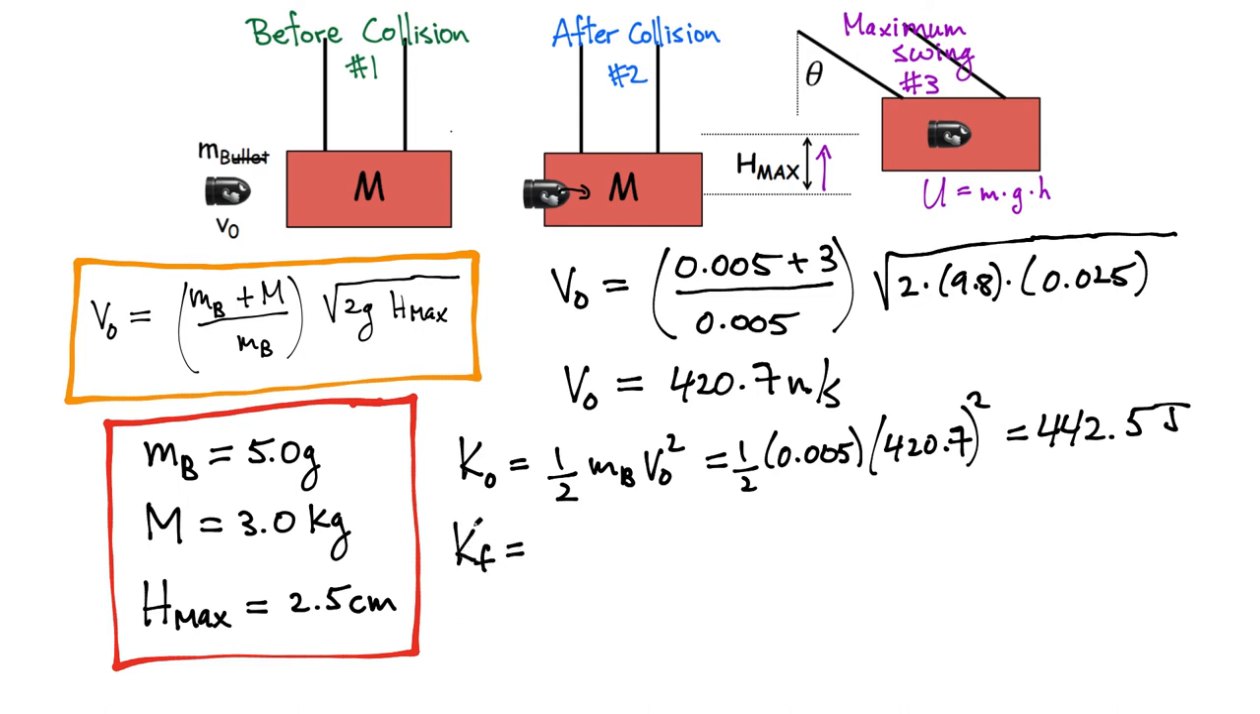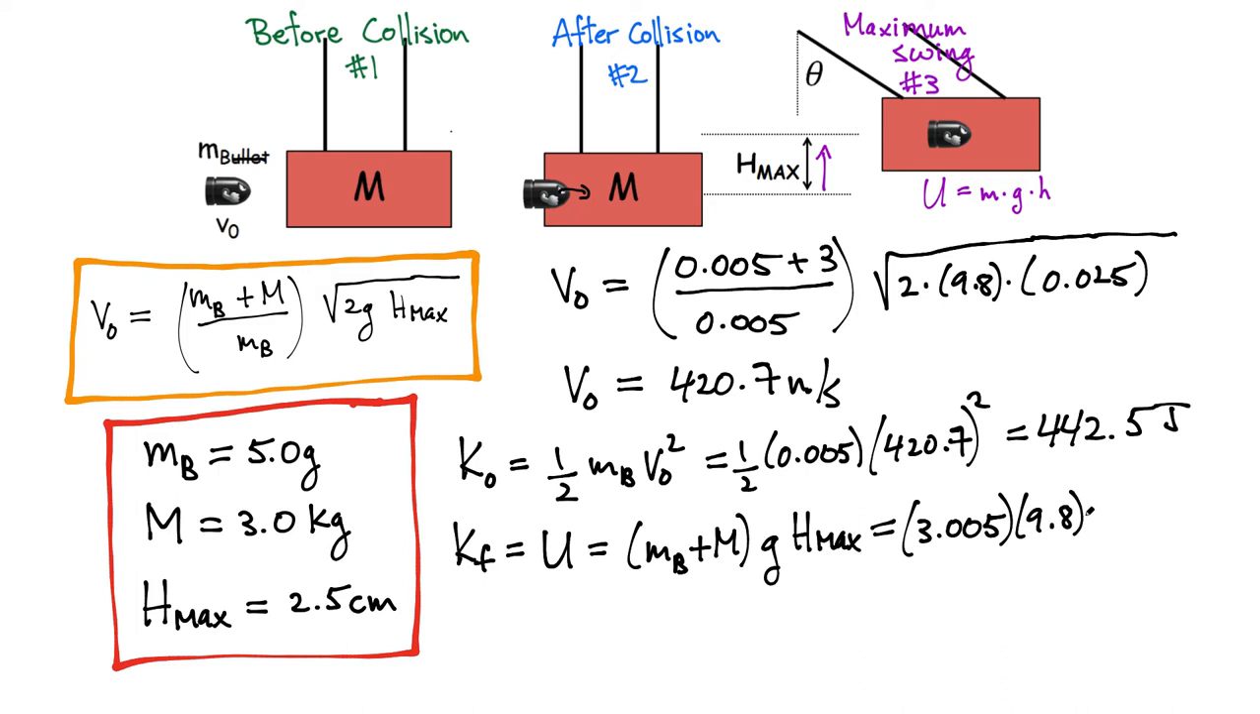The final kinetic energy, well, I need to find the speed right after, but we also know that the final kinetic energy is actually equal to this maximum potential energy, right? And that's very, very easy to find. That was our expression: the mass of the bullet plus the mass of the block and little g multiplied by the maximum height. So if you substitute our numbers in here, the total mass of the system is 3.005 multiplied by 9.8 and again multiplied by my 2.5 centimeters.